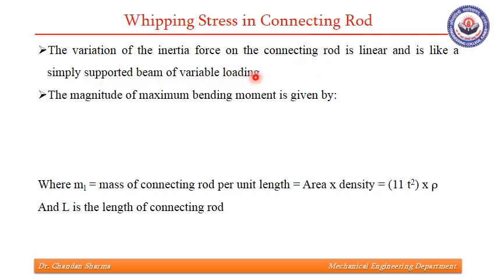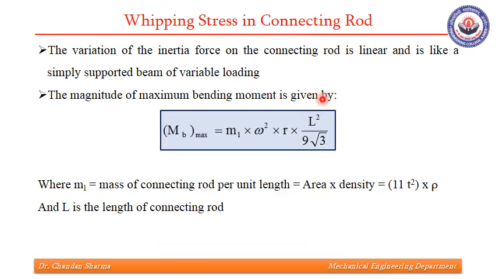If we know the concepts of mechanics of solids, we can recall the formula for the same, and in such a case the bending moment is found to be m1 omega square r into L square over 9 root 3, where m1 is the mass of the rod per unit length, which is area into density. Area is the same, 11t square, for the standard I cross section we have chosen, and density is the density of the material of the connecting rod.